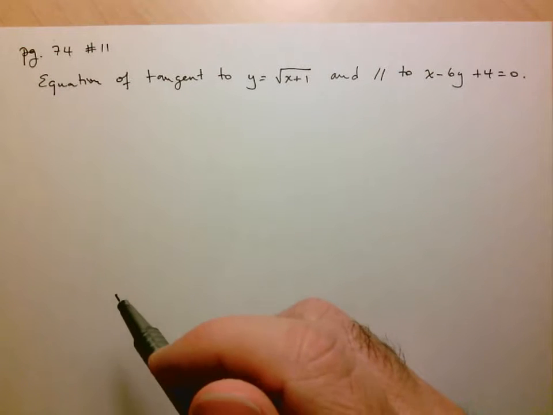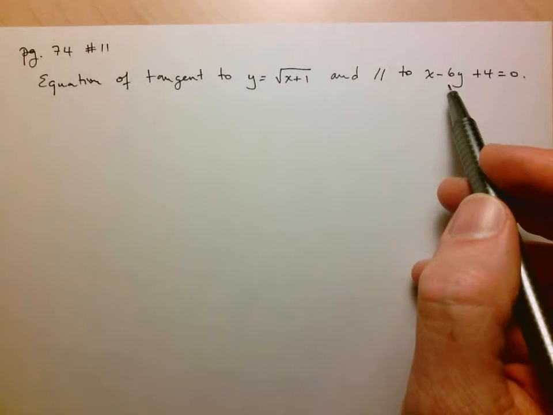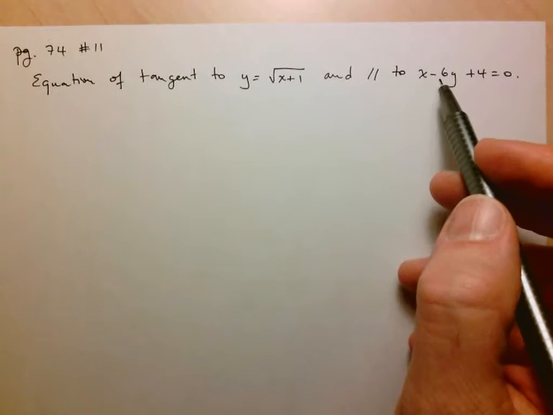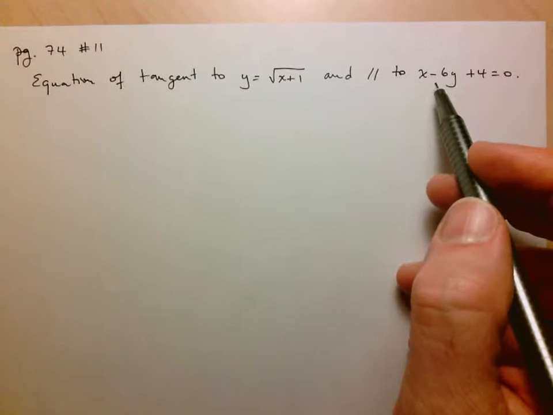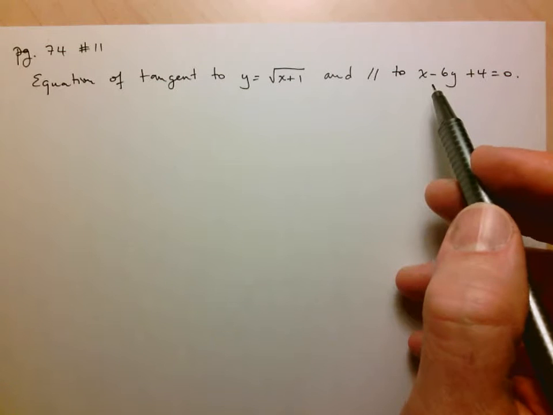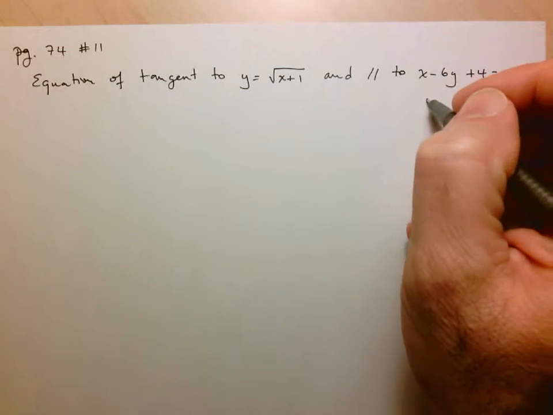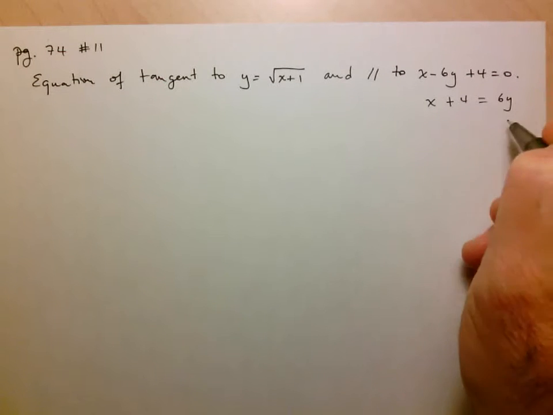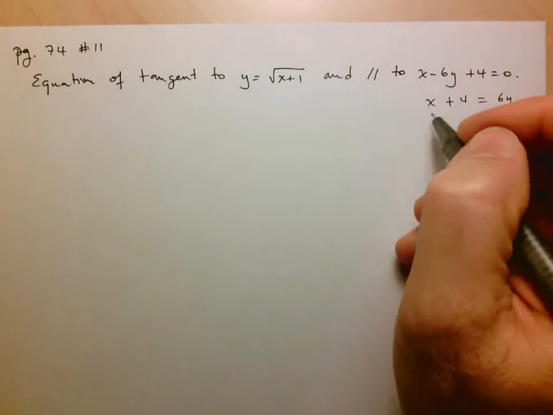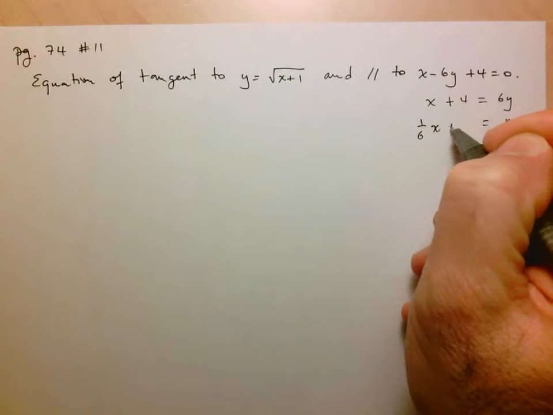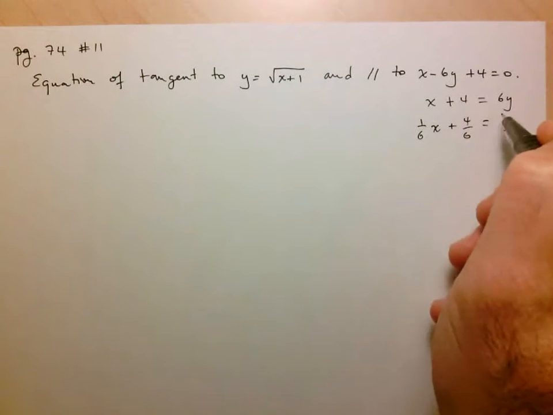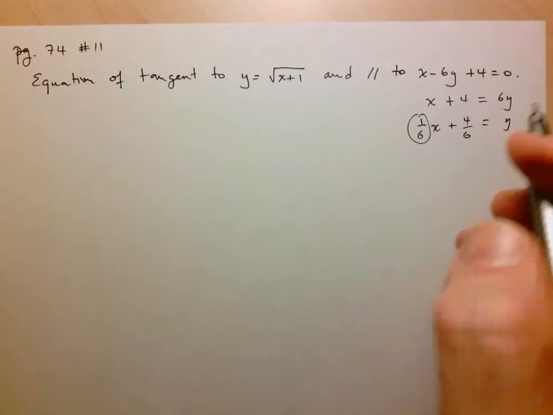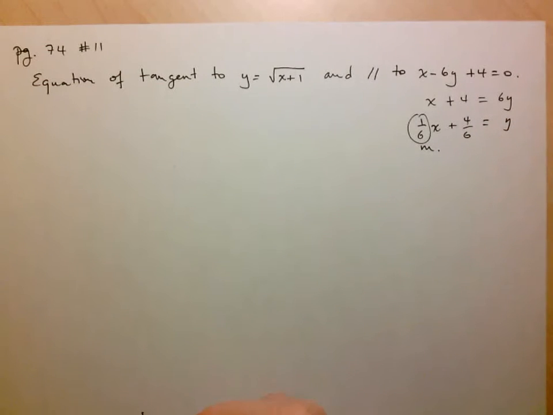I know that the tangent has to be parallel to this line, so the first thing I should do is determine the slope, since two parallel lines have the same slope. If I solve this, I have x plus 4 is equal to 6y, so y is equal to 1/6 x plus 4 over 6. I don't care about reducing that, because all I care about is that the slope I'm working with is 1 over 6.